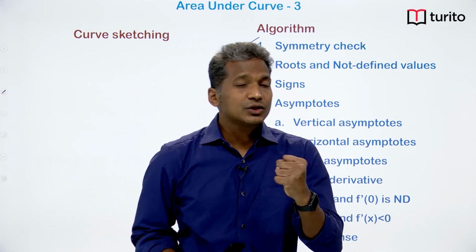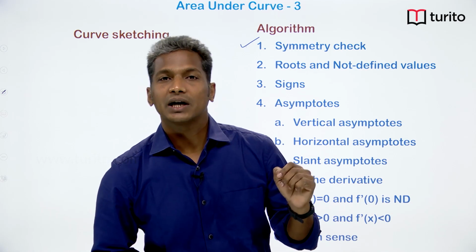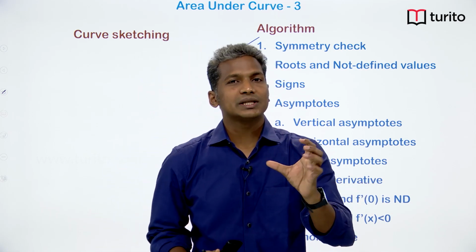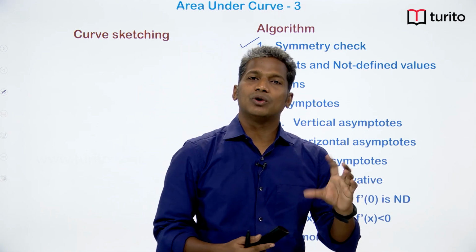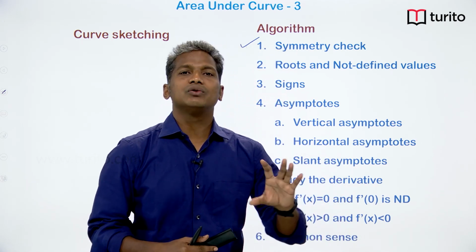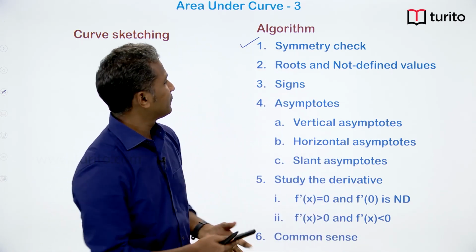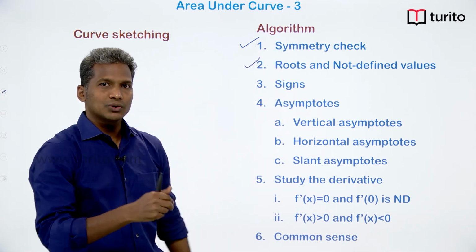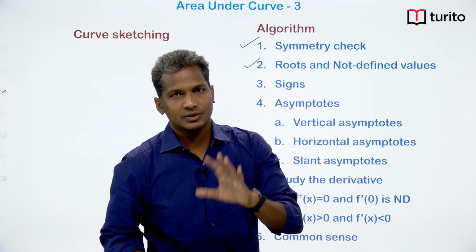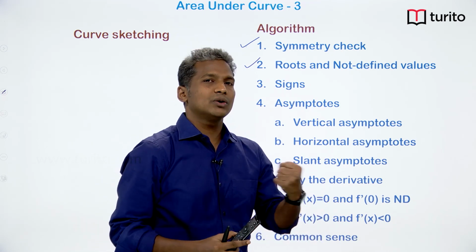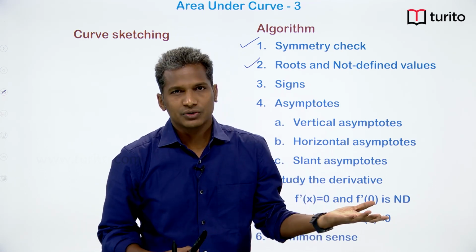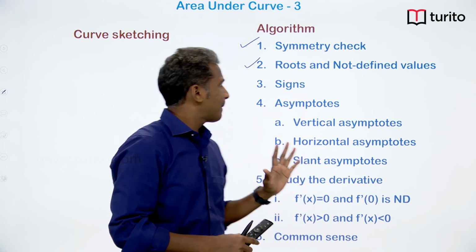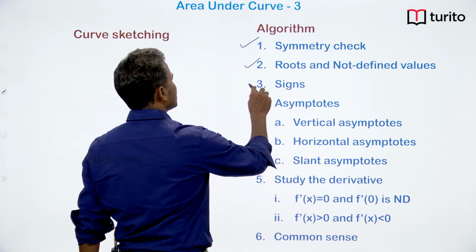Now which functions are to be checked for symmetry? If there are even powers, if there is a modulus sign involved, if there are trigonometric or exponential terms, then you may look for the symmetry. Okay. Next, roots and not defined values. So we try to solve, if possible, and get the roots and not defined values either by substitution or by solving. Okay. Now after that we put the signs.